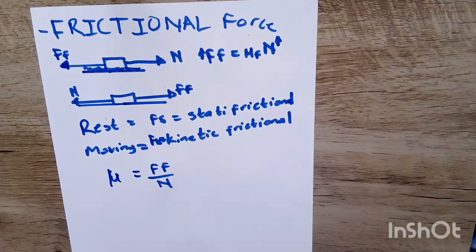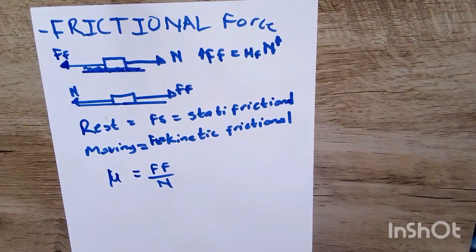And also, as the force increases, the static frictional force will also continue to increase until it reaches a maximum where it can no longer increase. That maximum, we call it the static frictional force at maximum. That's where it cannot increase. Now we enter into the kinetic frictional force.